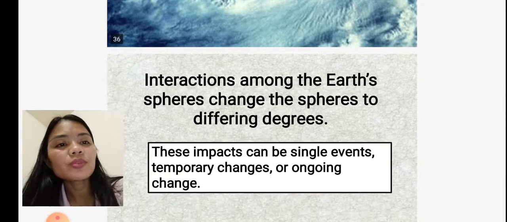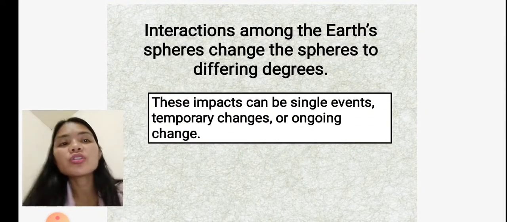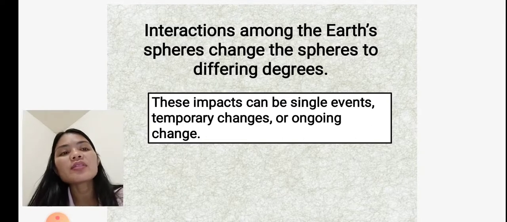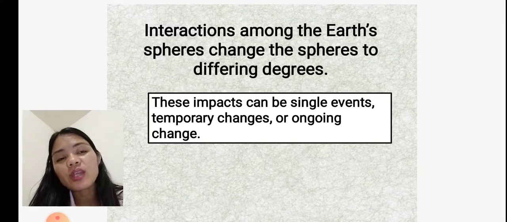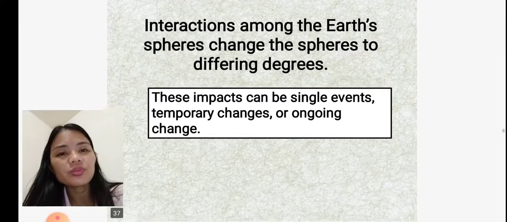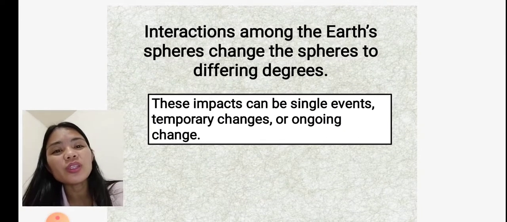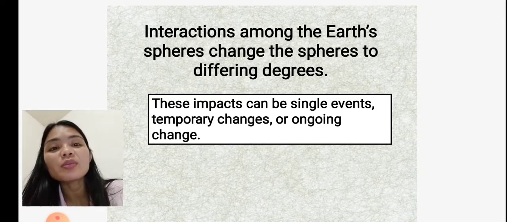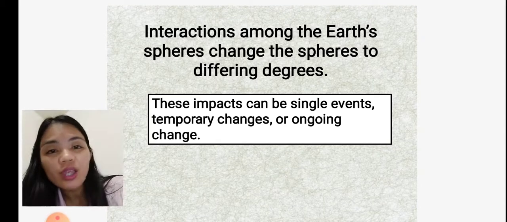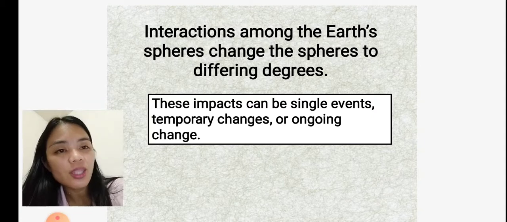Very good. So, interactions among the Earth's spheres change the spheres to differing degrees. These impacts can be single events, temporary changes, or ongoing change. So, we will adapt. Hindi tayo pwedeng isisi dun sa nangyayaring mga interaction between the Earth system. Kasi mahalaga din naman yung interaction na yun. Hindi tayo mabubuhay kung wala yung interaction ng different Earth system. Pero we have to adapt.